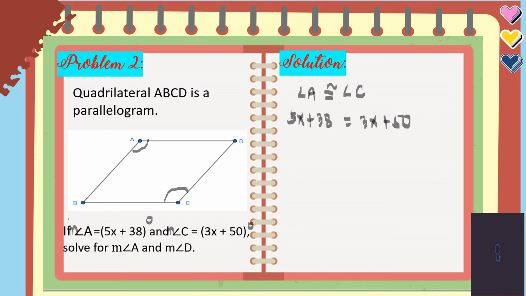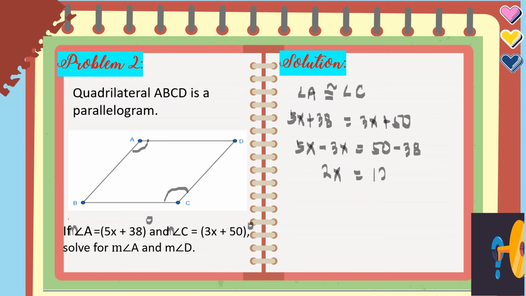So by the addition property of equality, we have 5x, 3x becomes minus 3x. Then we have 50. Positive 38 becomes negative 38. 5x minus 3x is 2x. 50 minus 38 is 12. So, divide both sides by 2 to solve for x. So, therefore, x is equal to 12 divided by 2, that is 6.